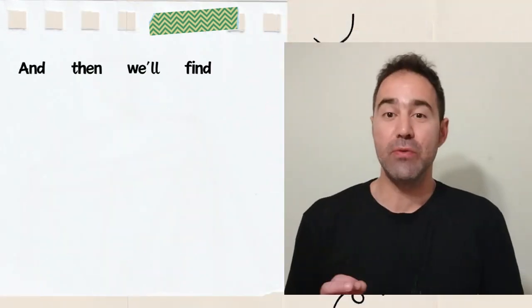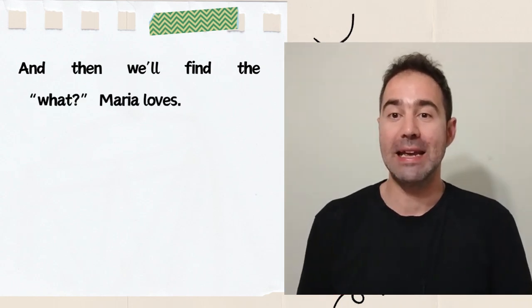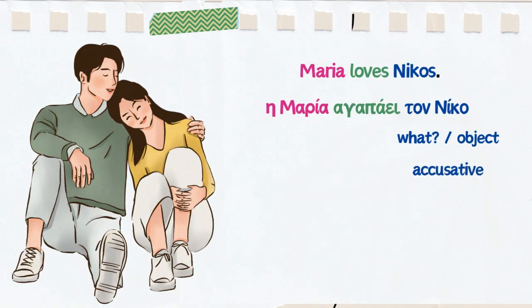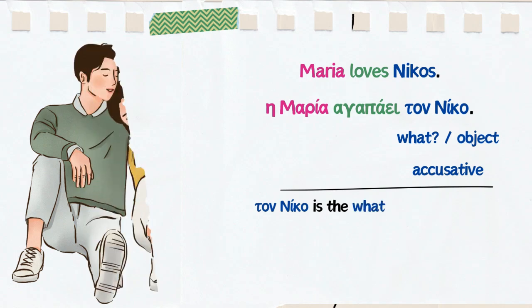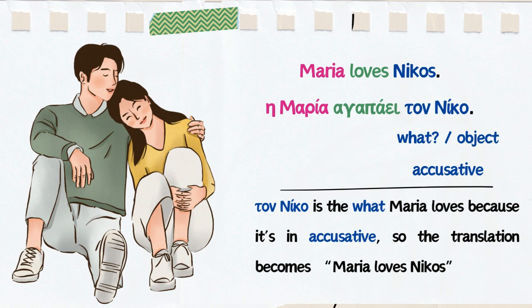The third step is to find the what Maria loves. Η Μαρία αγαπάει τον Νίκο. Τον Νίκο is the what, the object of the verb αγαπάει, because τον Νίκο is accusative. Τον Νίκο is the what Maria loves because it's in accusative, so the translation becomes Maria loves Nikos.